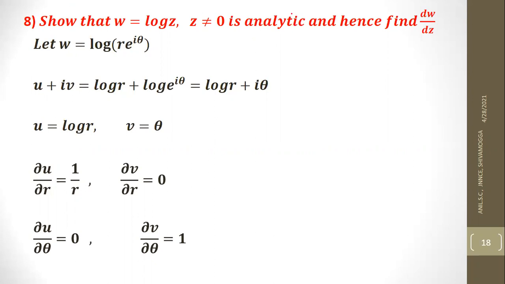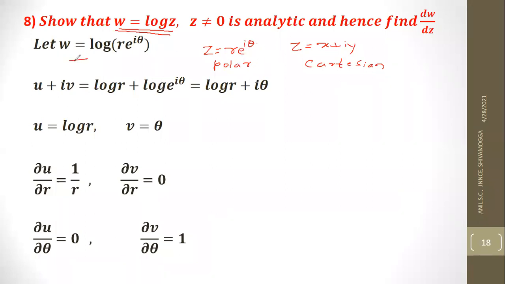Therefore, I prefer to take polar coordinates here. W is equal to log z is the function. Let w is equal to log z, and the polar form of a complex number is r into e power i theta. The Cartesian form of the complex number is x plus iy. This is called Cartesian form, and this is called polar form, r into e power i theta.